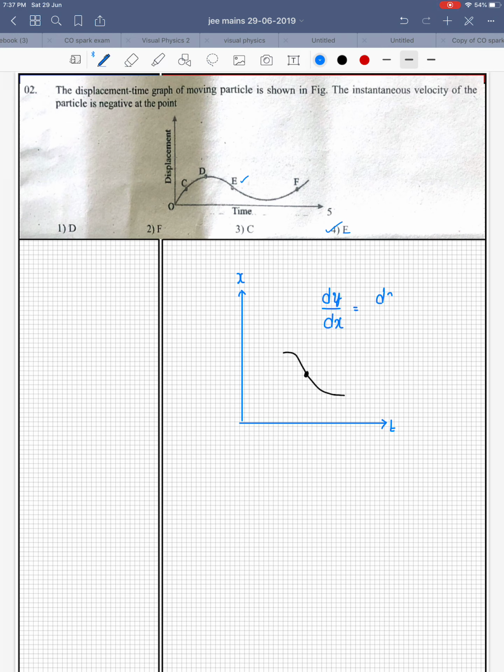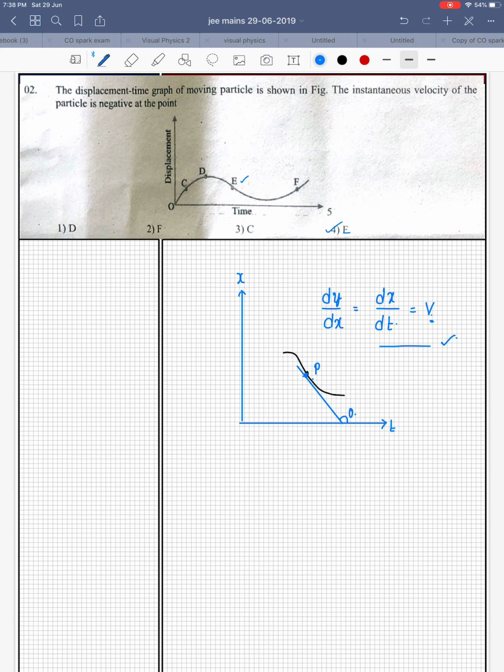So here y is displacement x, x is t, and dx by dt equals to what? V. So slope of the tangent at any point P, slope of the tangent at any point P gives velocity. This is how slope of the tangent at any point P gives velocity.